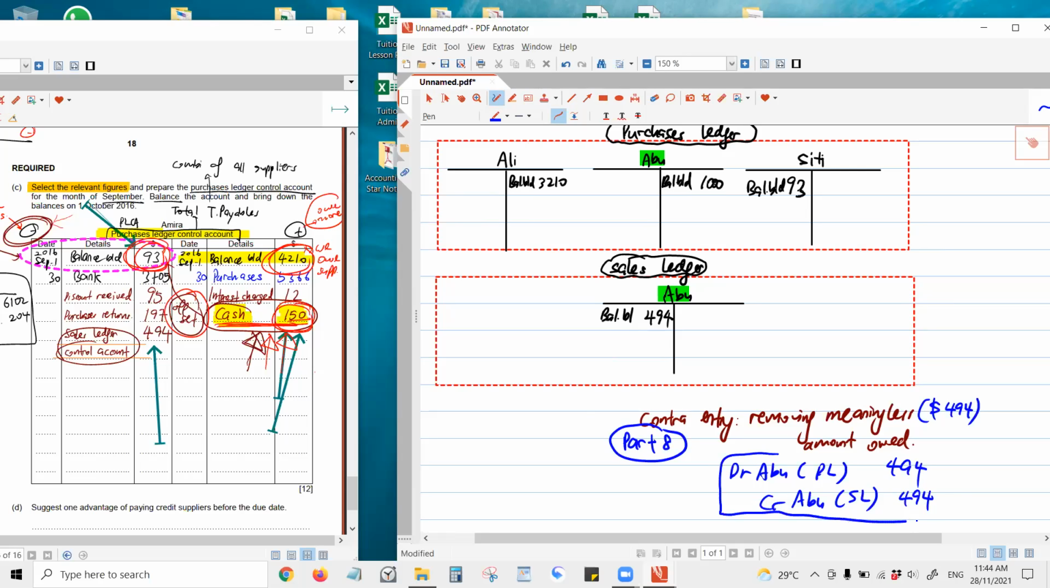Therefore, let's record this. You have to debit the Abu that's in the purchases ledger, 494. And then you have to credit the Abu that's in the sales ledger, 494. Here write Abu, bracket sales ledger. Here write Abu, bracket purchases ledger. Everyone, can you understand this contra entry? If you can, let me know, then I continue to explain step by step.